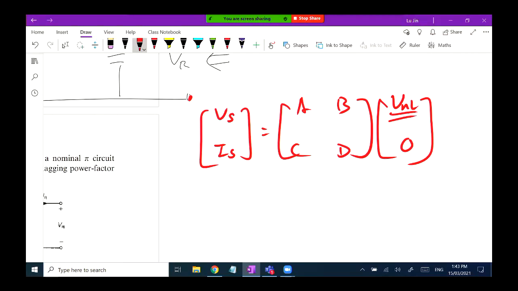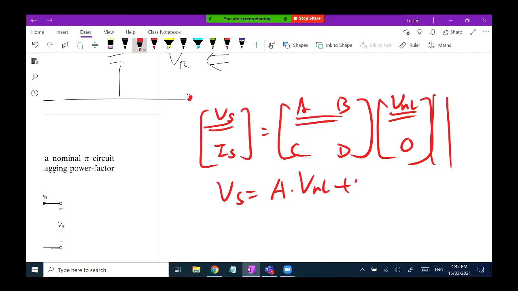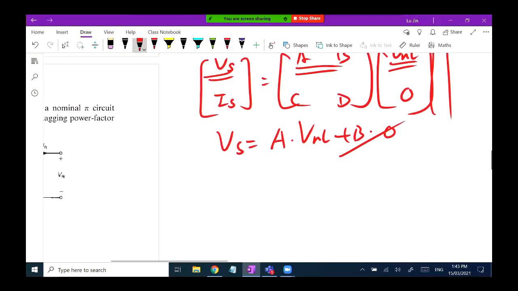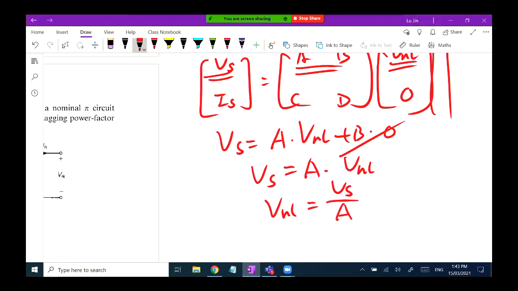So let's just focus on this VS, A, B, and this column here. VS equals A multiplied by the no load voltage plus B multiplied by 0. B times 0 is just gone, is 0. So the remaining thing is VS, the sending end voltage, is equal to the A element multiplied by the no load voltage. So the no load voltage equals the sending end phase voltage divided by A.